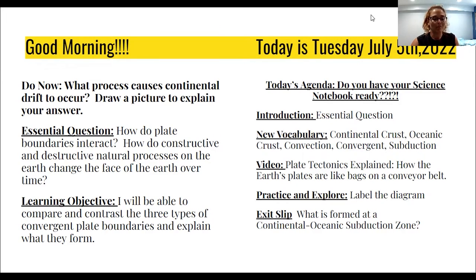So I want you to think back. Our do now for today is I want you to think back about what process causes continental drift. And I want you to draw me a very simple diagram or picture explaining that process. So go ahead and take a moment, and draw that process.